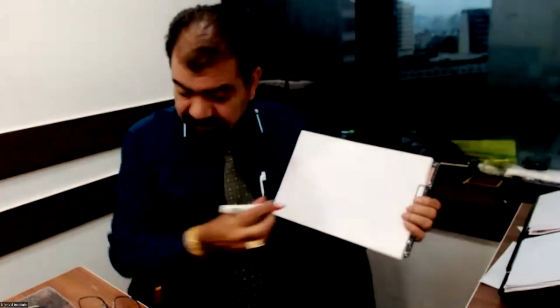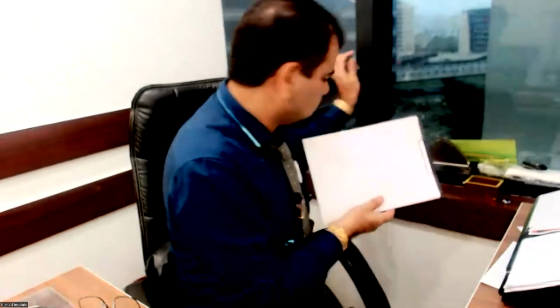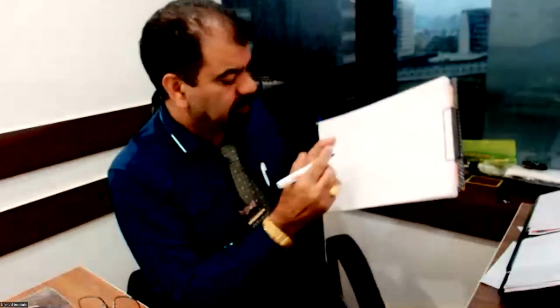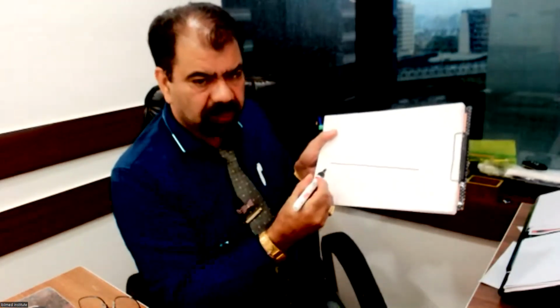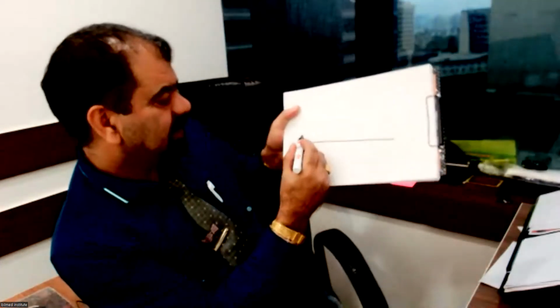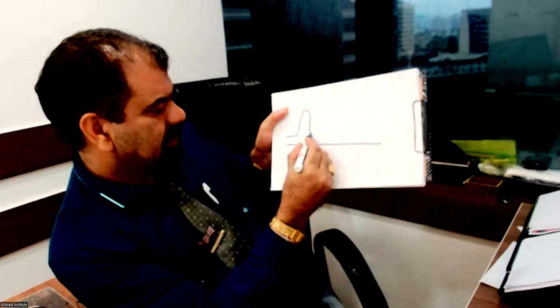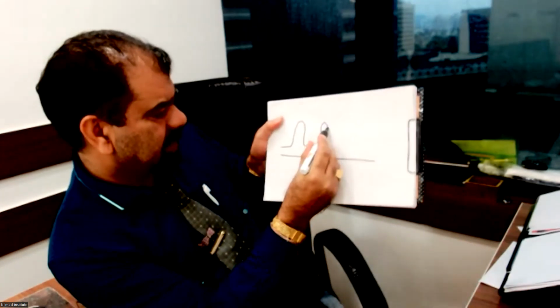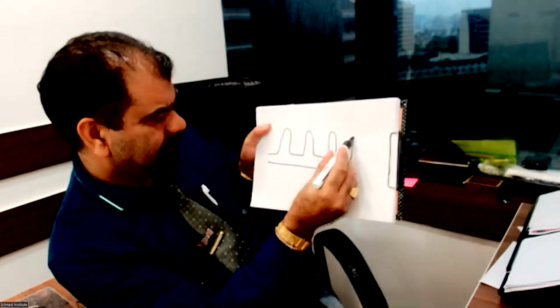Now see, whenever you see a flow, this is the baseline. You will see the baseline like this. Then you will see the systole going like this. Then again like this, and the third, and so on.